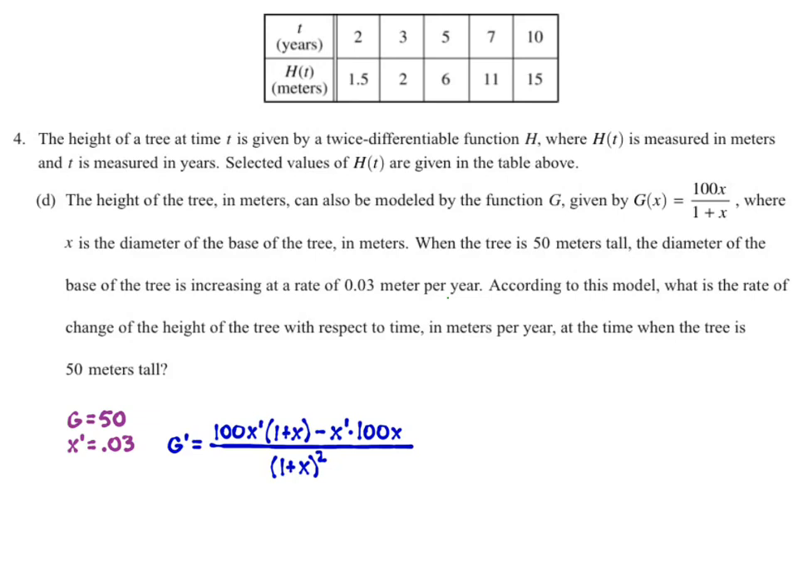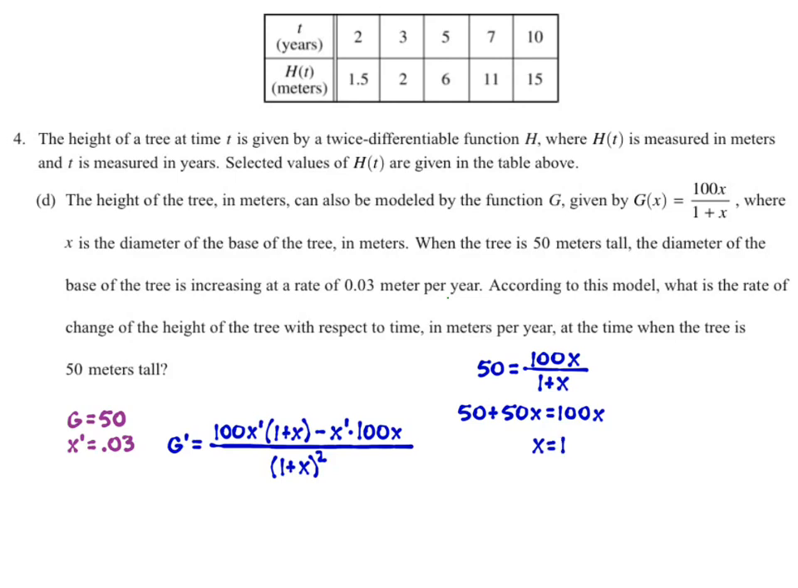From here, we can plug in everything we know, and again, we're looking for the rate g prime. So we can plug in x prime here and x prime there. The problem is we don't know what x is, so we couldn't get an answer. That's why we have g equal to 50. If we set our height equal to 50, then we can solve for x. So 50 equals 100x over 1 plus x. If we cross multiply, we get 50 plus 50x equals 100x. Subtract 50x and divide by 50, and you get x equals 1.